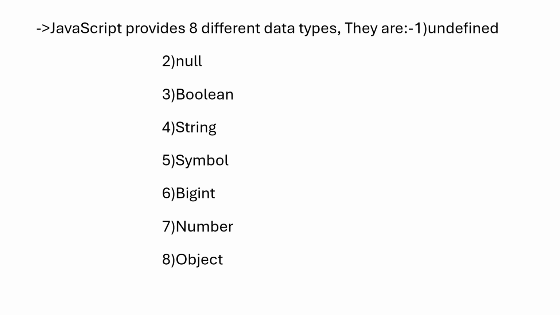First of all, you have to learn about the data types that are available in JavaScript. The data types that are available in JavaScript are undefined, null, boolean, string, symbol, BigInt, number, and object.